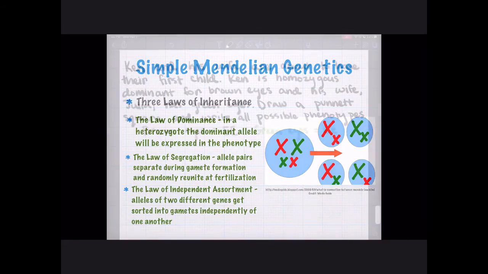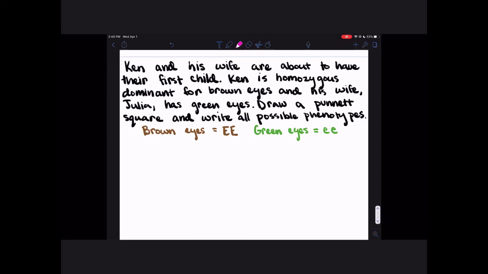Ken and his wife are about to have their first child. Ken is homozygous dominant for brown eyes, and his wife, Julia, has green eyes. Draw a Punnett square and write all possible phenotypes.